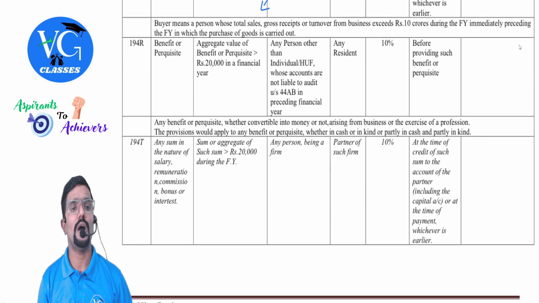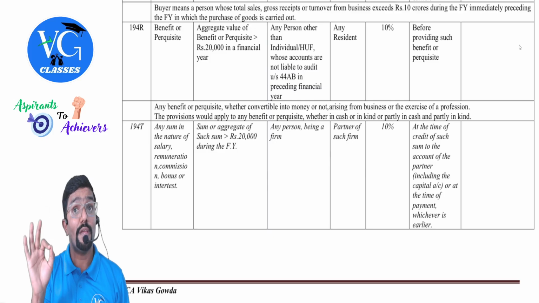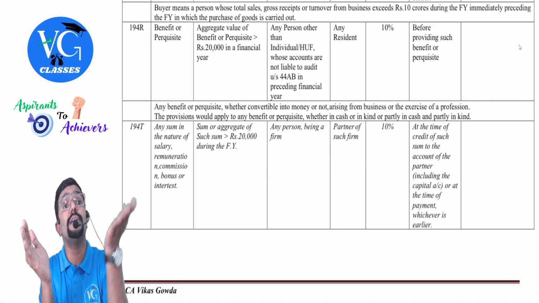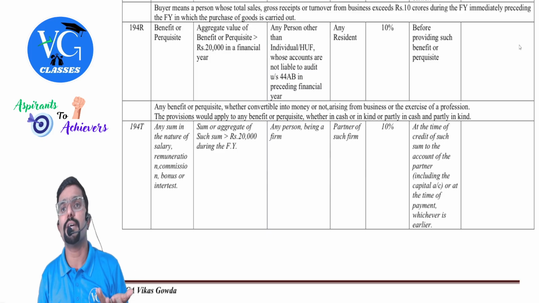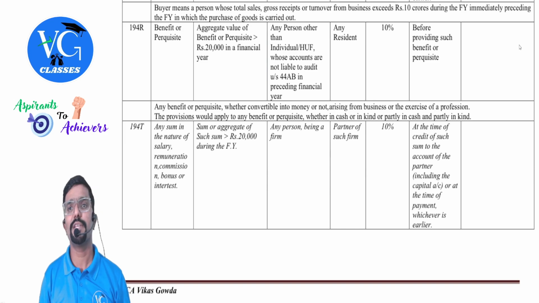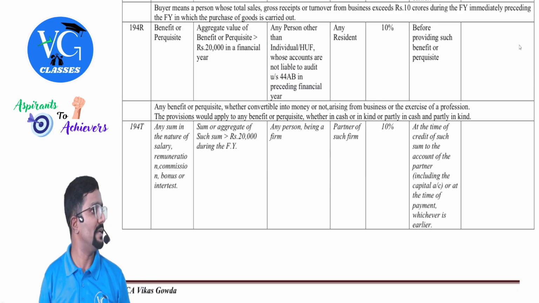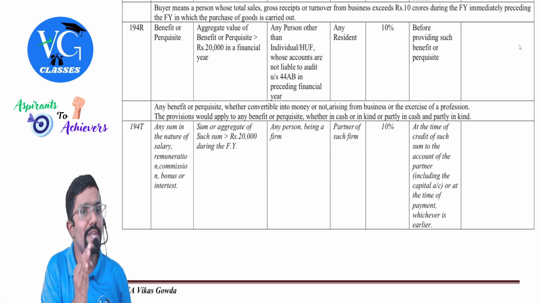Then 194R, benefit or perquisite whose value is more than 20,000. If there is any benefit or perquisite given by an employer to an employee, where will the employer deduct TDS? Under section 192. And now what is covered here, sir? The benefit or perquisite given to non-employees. For example, sir, a benefit or perquisite is given to an auditor or a lawyer of the company who is not an employee. Should TDS be deducted? Yes. Under which section? 194R.